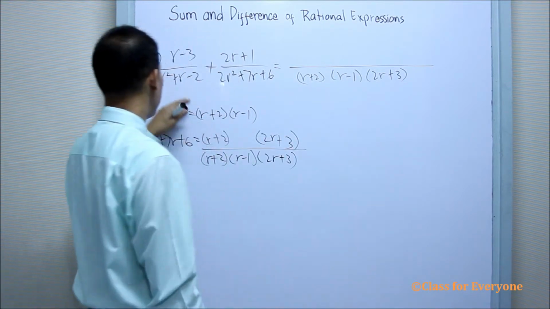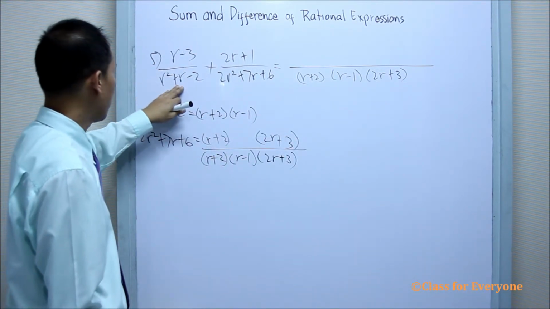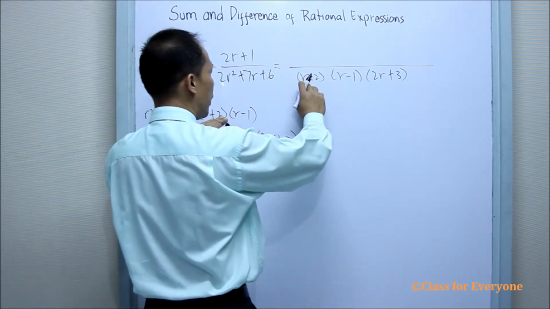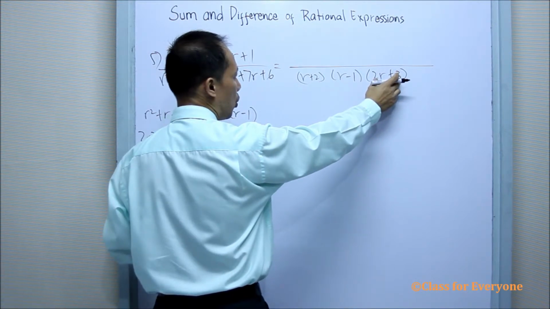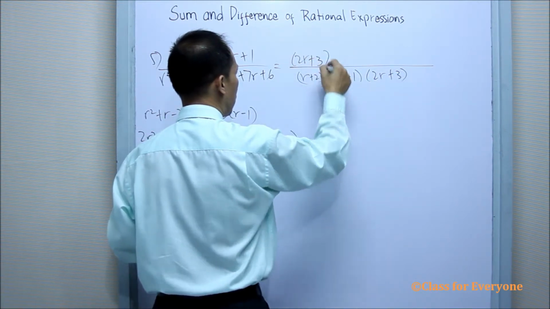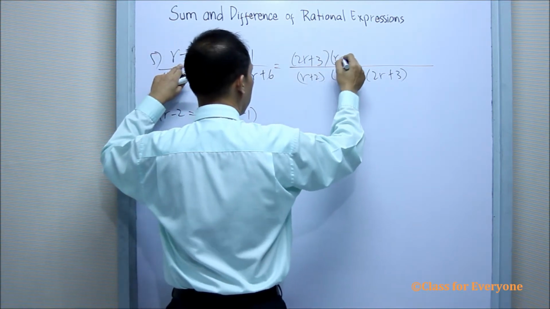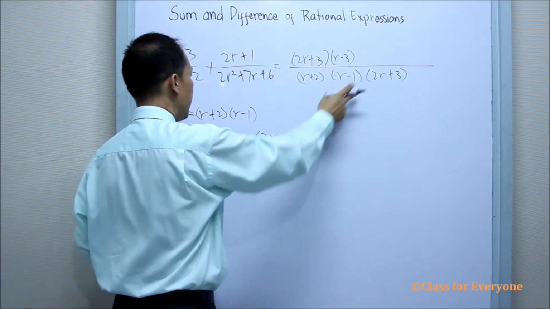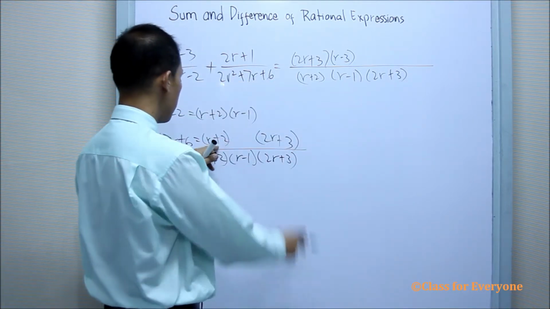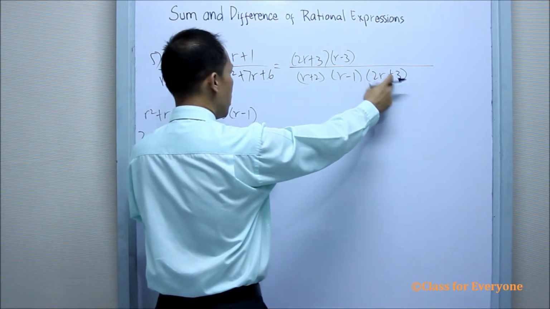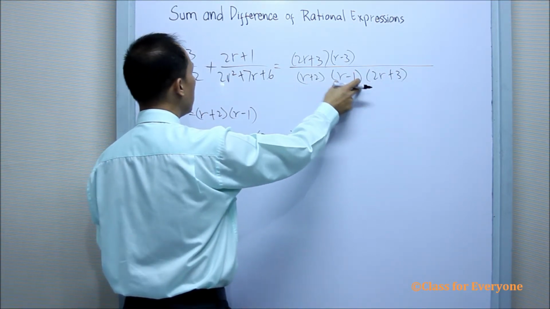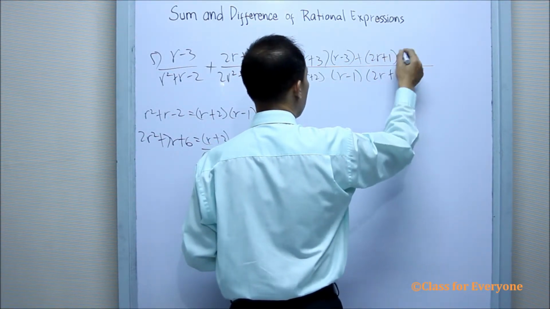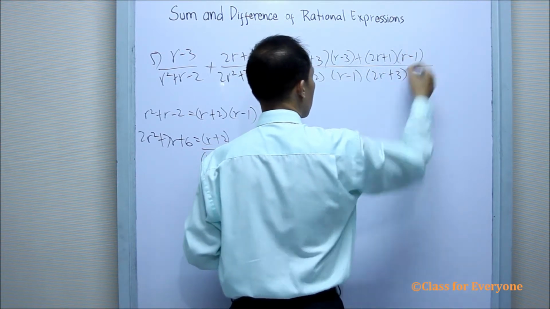LCD divided by the denominator, and the factors of this denominator are r + 2 and r − 1. So we can divide this out. What remains will be 2r + 3, then multiplied by r − 3. And then the next, LCD divided by the denominator. Factors are r + 2 and 2r + 3. So the quotient is r − 1, times 2r + 1, plus (2r + 1)(r − 1).